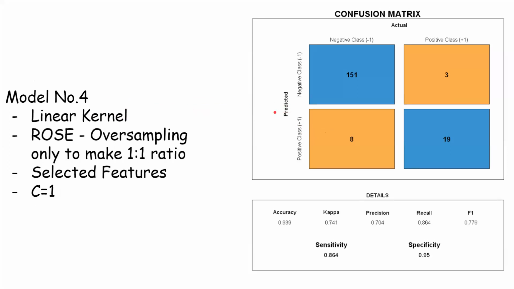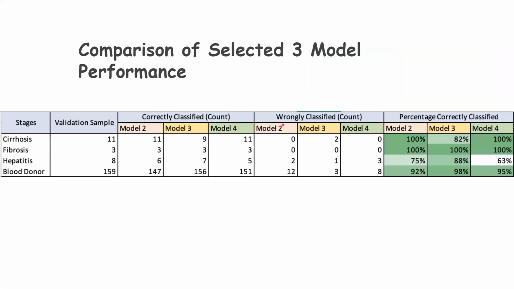Next, we'll be observing our model number 4 itself, which is the linear kernel with rows oversampling and selected features. So we can see here it's about similar to our model 2 performance just now, just that it has worse prediction on the positive class and better prediction on the negative class actually. So this would be the comparison of the selected 3 model performances.